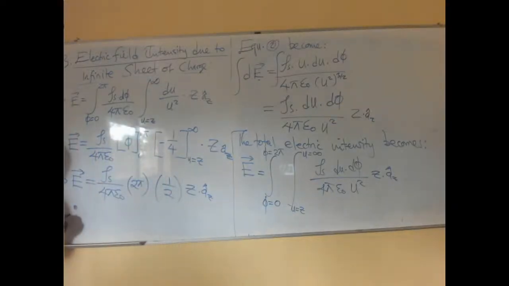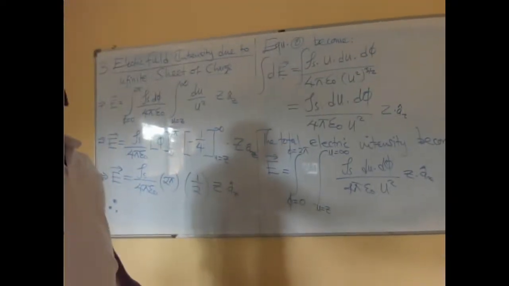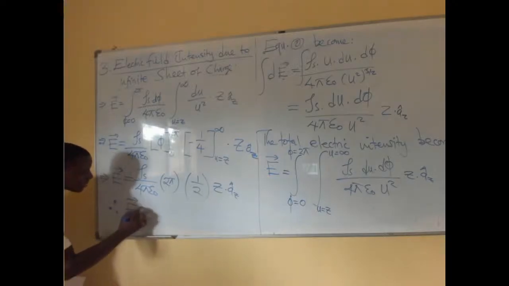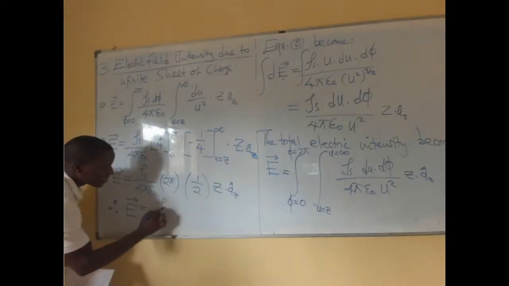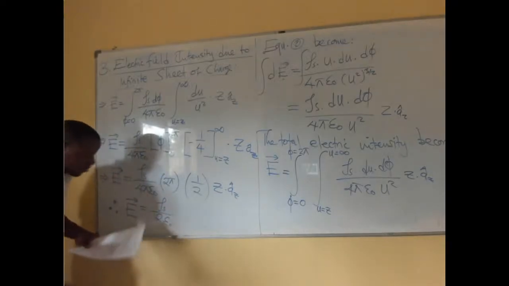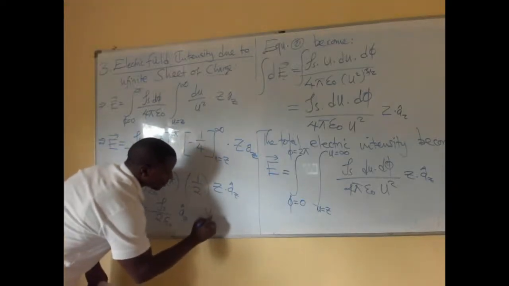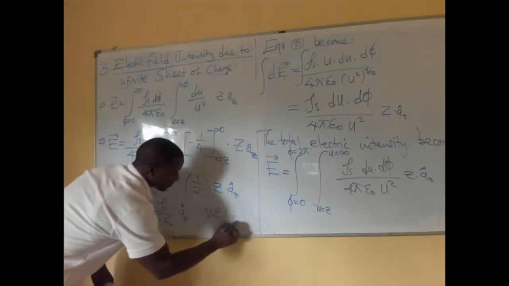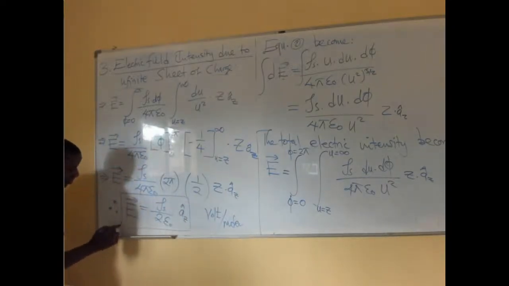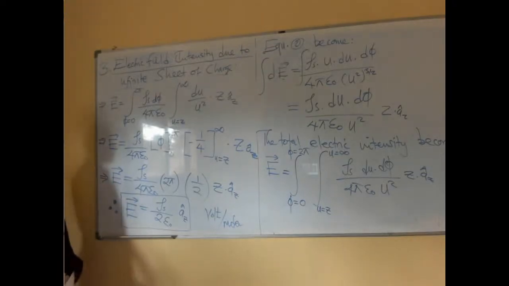So finally, the final solution gives us E, which is equal to the surface charge density divided by 2 ε0, multiplied by az. So this is your final solution. When you are given such a question, what I'm expecting to see at the end is this solution here.